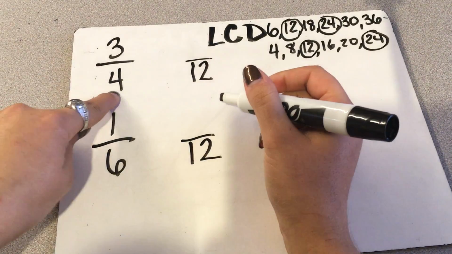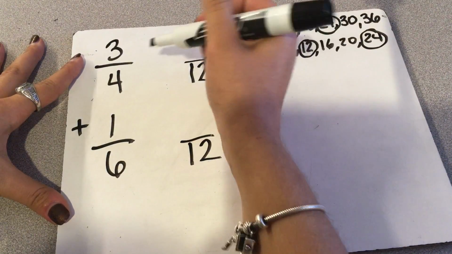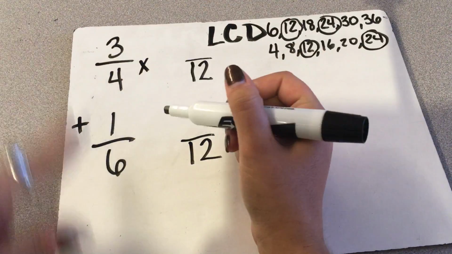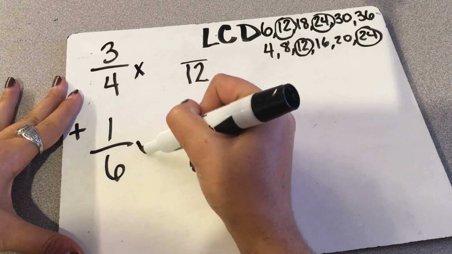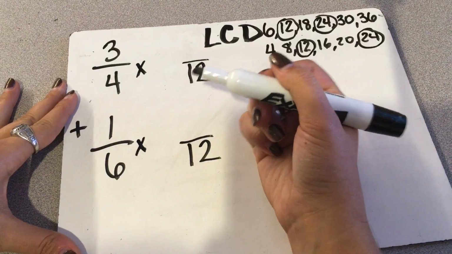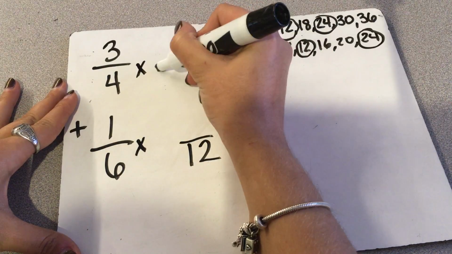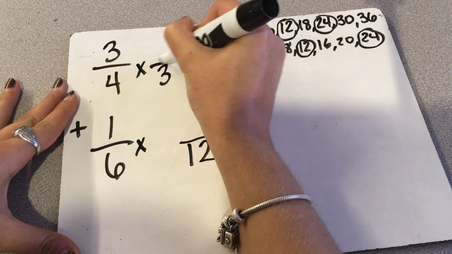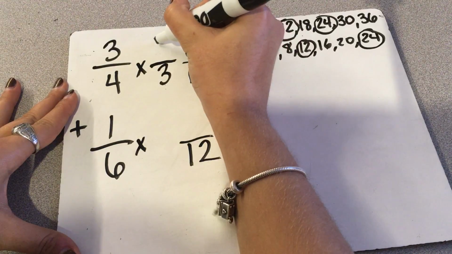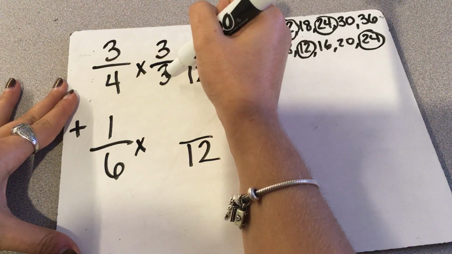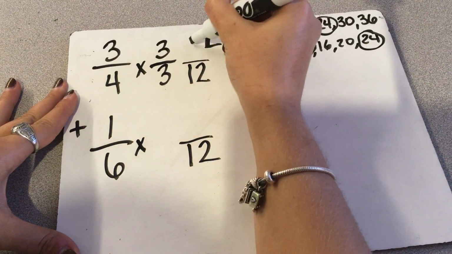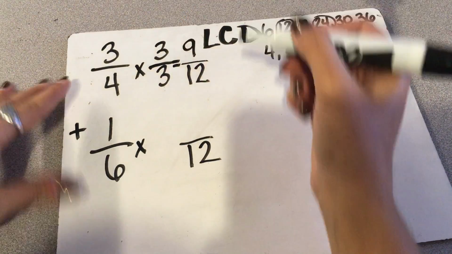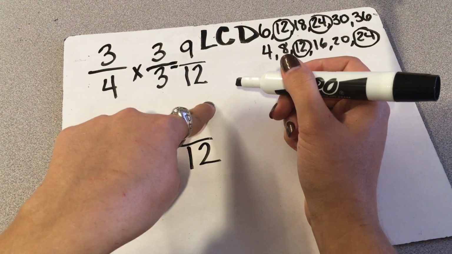Now, in order to get 4 to 12, I need to multiply by a number. And to get 6 to 12, I need to multiply by a different number. So I know 4 times 3 is 12. And what we do to the denominator, you must do to the numerator, the exact same thing. So now 3 times 3 is 9. So I know that 3/4 is equal to 9/12.